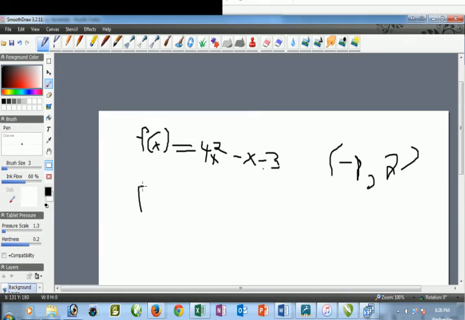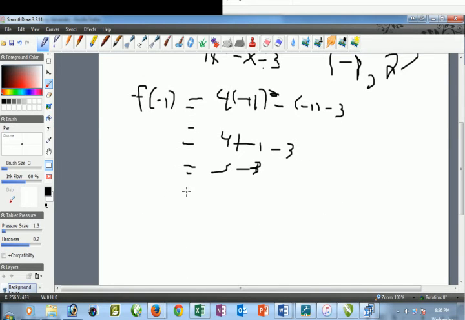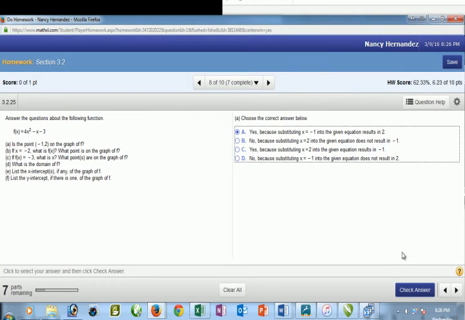So that means you're going to plug in the -1, right? And let's see what we get here. I get 4 times -1 squared minus parentheses -1 minus 3. That gives me 4 plus 1 minus 3, which turns out to be 5 minus 3. So that is 2. So the answer to that question is yes. Rough handwriting, but I think you get the point. So this becomes yes. Check answer.